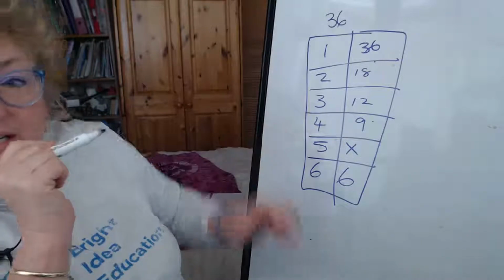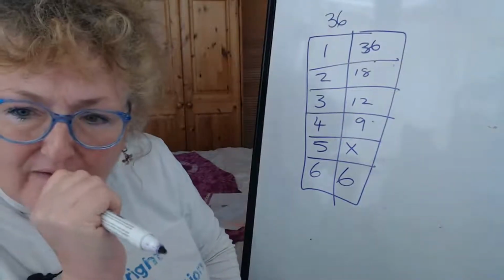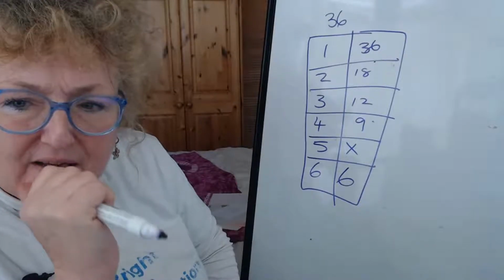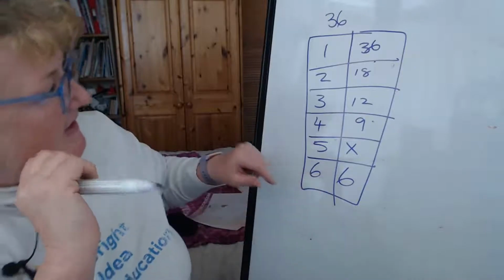Let's have a look. 1 and 36, 2 and 18. What have we got there? Have we missed any out? 5 and 12. 5 and 12 doesn't go to 36, does it? 5 times 12 is 60. 4 and 9. So let's see what we've got.